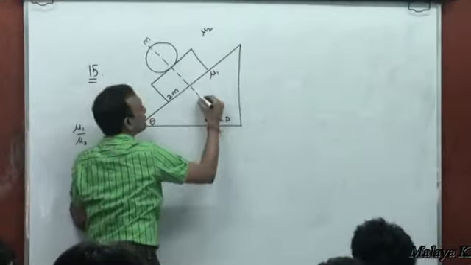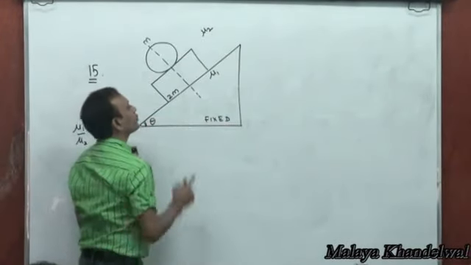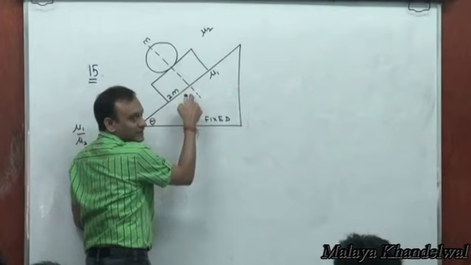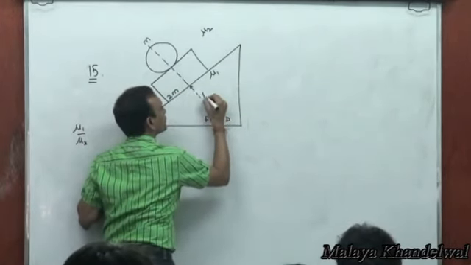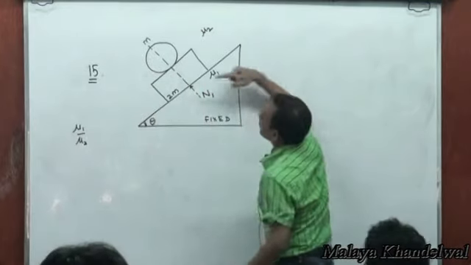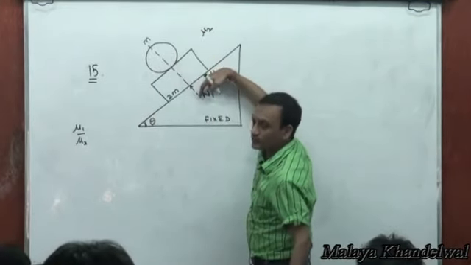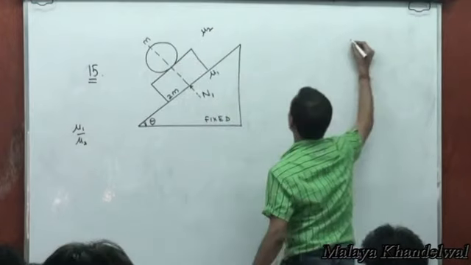This is a normal to the plane. There is normal reaction between the plank and the inclined plane, N1, where N1 obviously balances mg cos theta plus 2 mg cos theta, that is 3 mg cos theta.